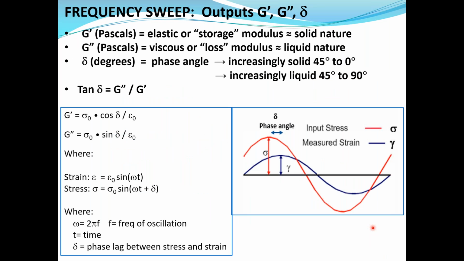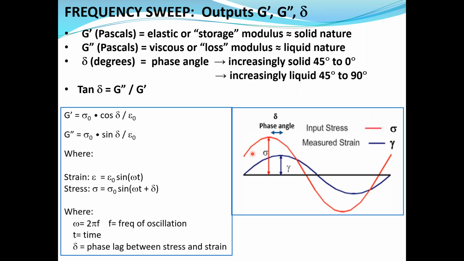Okay, so this is the most math intense slide of all of them. I'm not going to go into all the details. So the basic outputs of the frequency sweep are G prime, the elastic modulus, G double prime, the viscous modulus or loss modulus, which is the liquid nature of the material, and the phase angle, which is expressed in degrees. As I said, it becomes increasingly solid as you go from 45 to 0 degrees phase angle, and increasingly liquid as you go from 45 to 90 degrees.